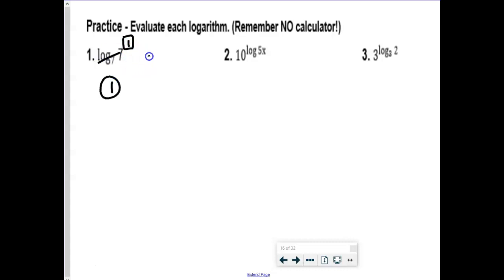The answer is 1. Now, those of you who don't like this canceling formula, maybe you rewrote it as 7 to what power equals 7? And then you thought really hard about it for a minute, and you said the answer is 1.